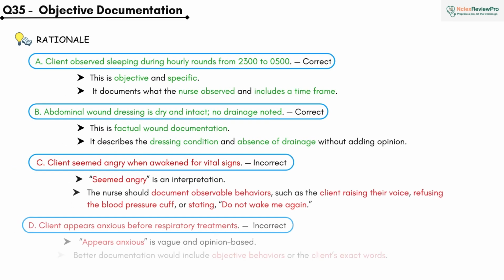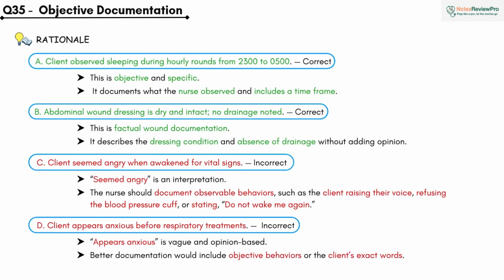All right, let's look at the rationale. The key idea here is that nursing documentation should be specific, neutral, factual, and based on what the nurse saw, heard, measured, did, or what the client directly stated. Option A is correct. Client observed sleeping during hourly rounds from 2300 to 0500 is objective and specific. It documents what the nurse observed and includes a clear time frame.